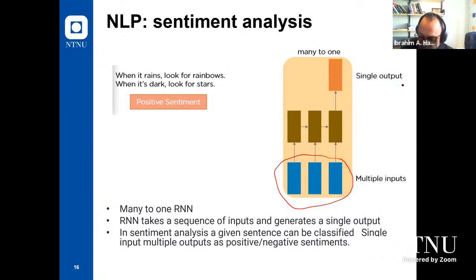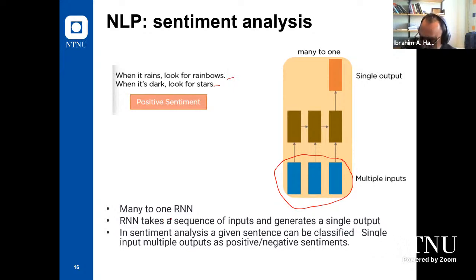So for example, the sentence here, if you read the first part, "when it rains," this is something negative, but then "look for rainbows," so it becomes positive. "When it's dark," now it's negative, "look for stars," so it becomes positive. So in this case, is it positive, is it negative? If you take it part by part, maybe you will not be able to classify it, but we need to keep a memory to memorize the whole context of the whole review and find the correct sentiment for it.